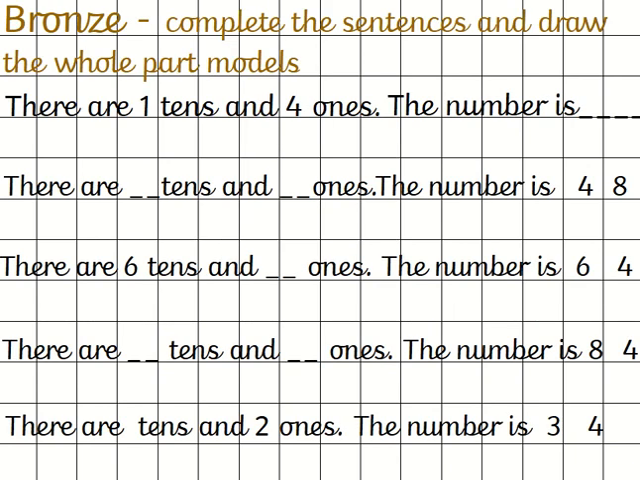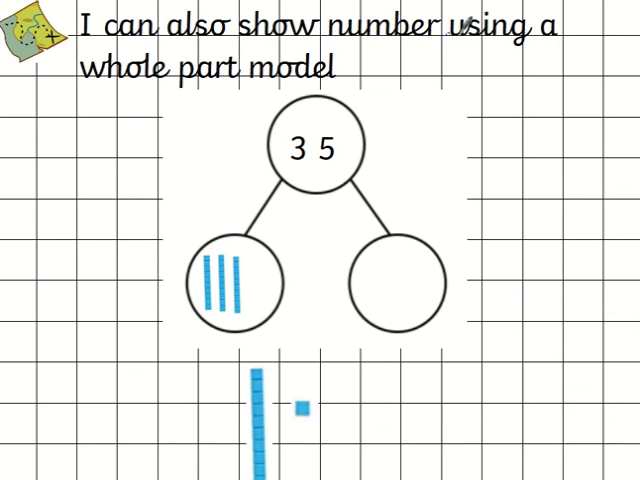if you guys would like to pause and have a go, here you can use the blank part whole models to complete the sentence and to also show me it partitioned. So there are 1 10s and 4 1s. The number is going to be 14. So that is the number you will have to partition. I've left some bits blank to trick you, so you need to make sure you read the question and the sentence ever so carefully.